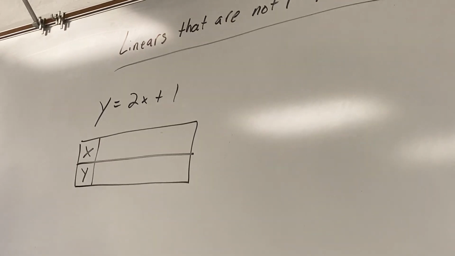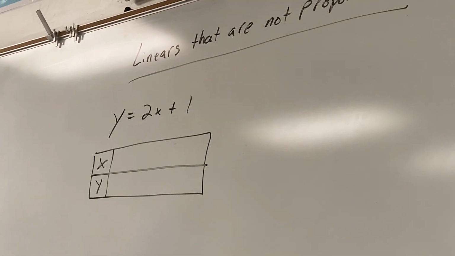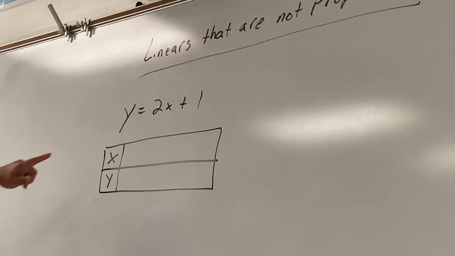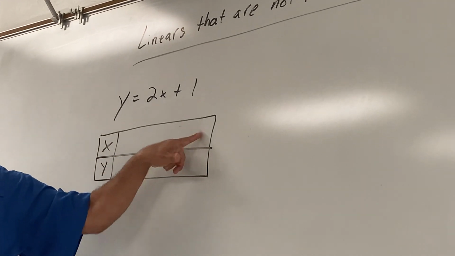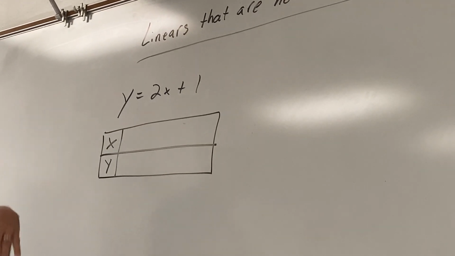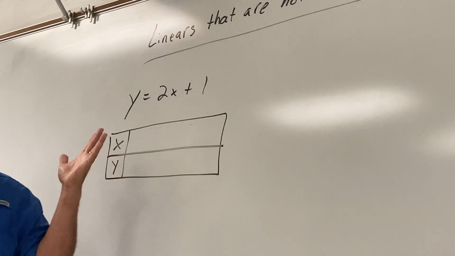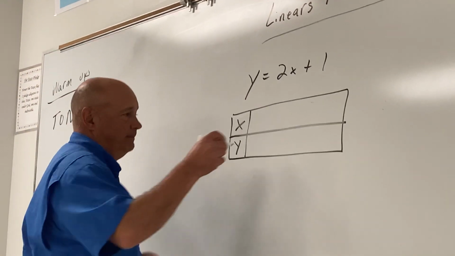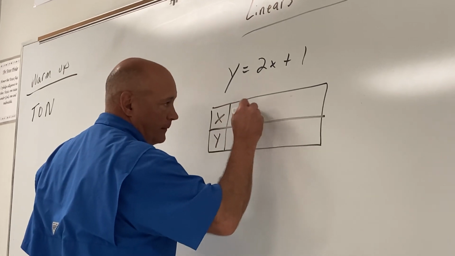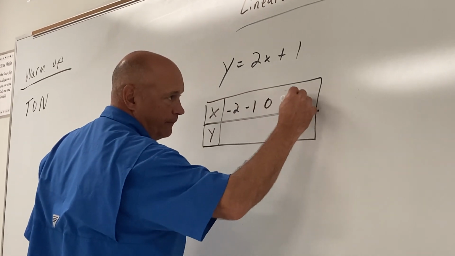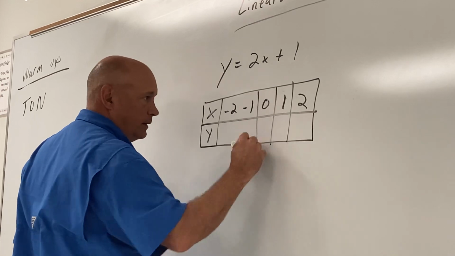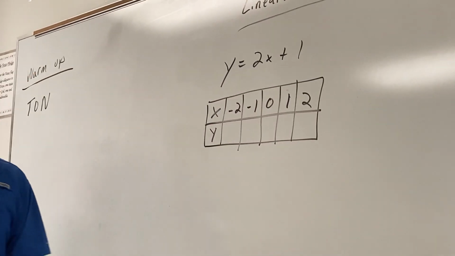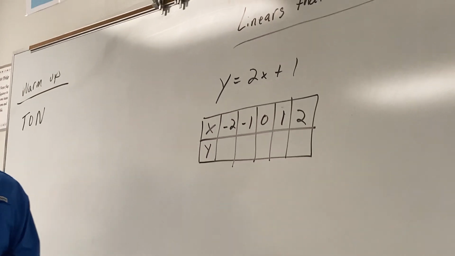All right, first things first. Sometimes they will have numbers in there that they want you to plug in. Sometimes they don't. If they do have the numbers, then you plug in the numbers they give you. If they don't, here's the numbers you always plug in: -2, -1, 0, 1, and 2.